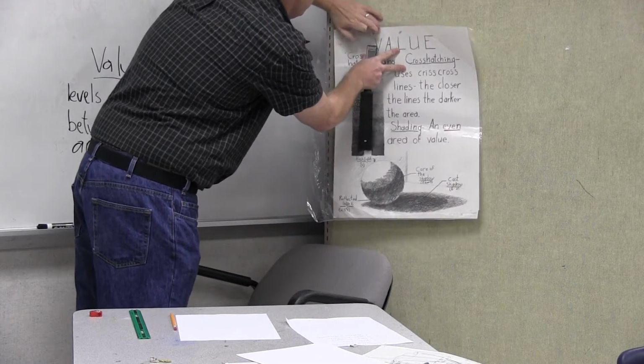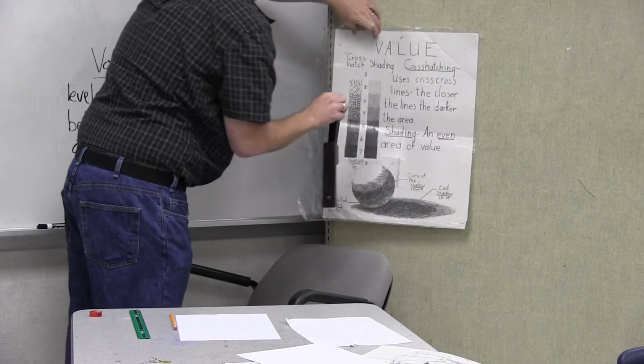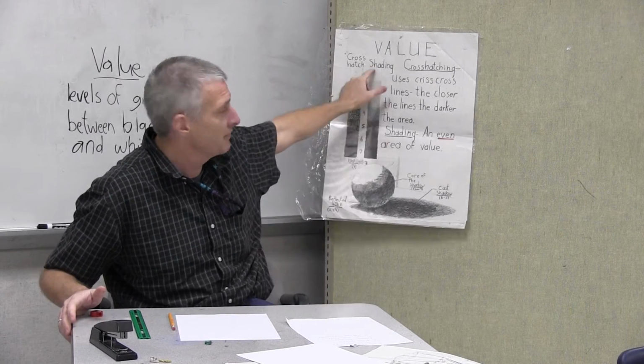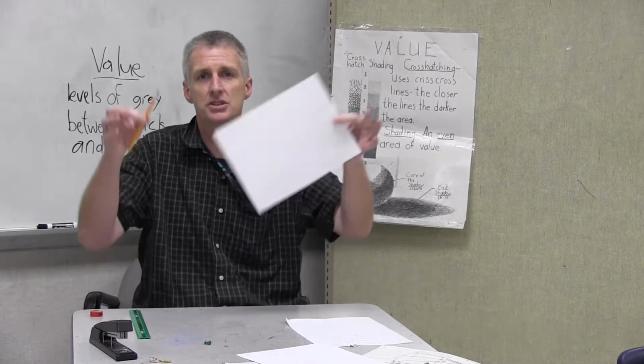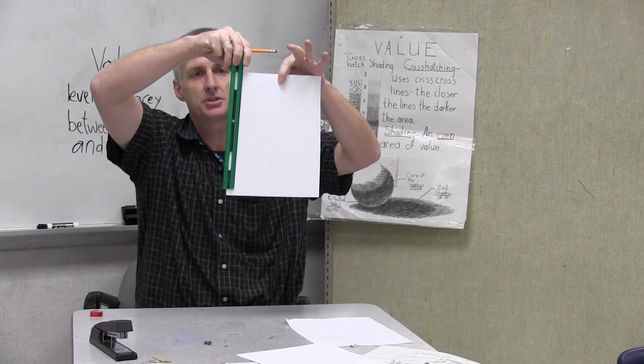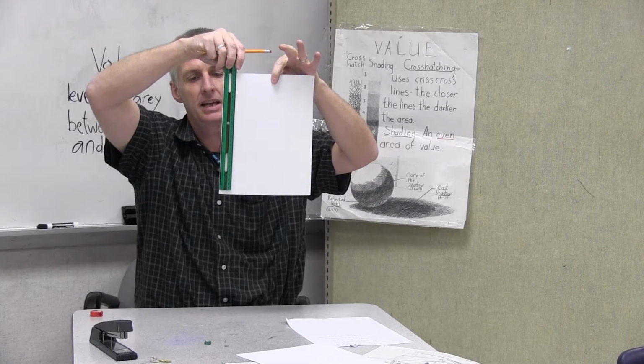Let me put this up so that you can have a good reminder, and I can point at that as I go. What I'm going to do is make a 7-level value scale. For this one, you simply need pencil, paper, and ruler. In this case, I'm just going to put the ruler along the edge of the paper like that. So, make a line about 7 inches long.